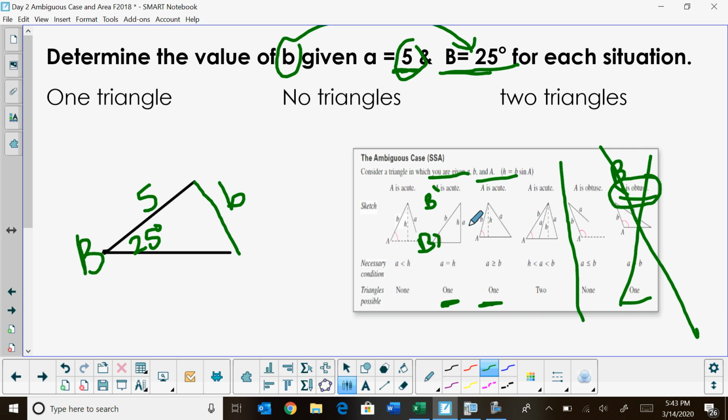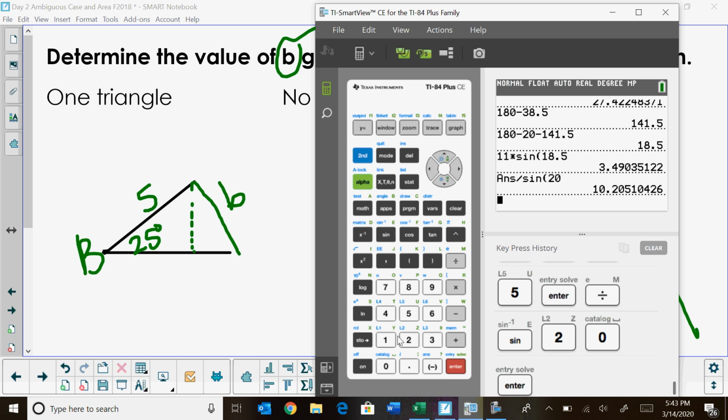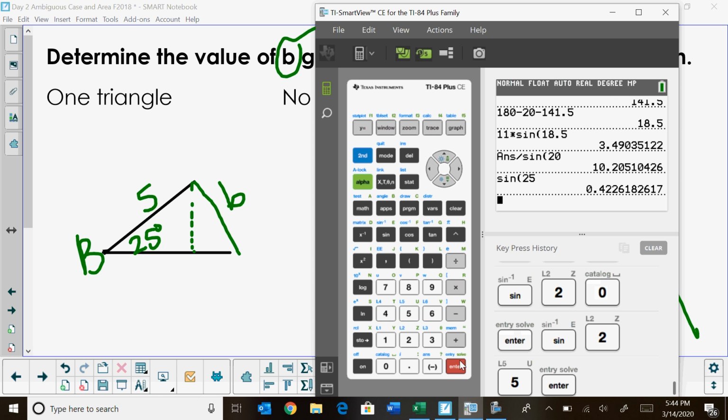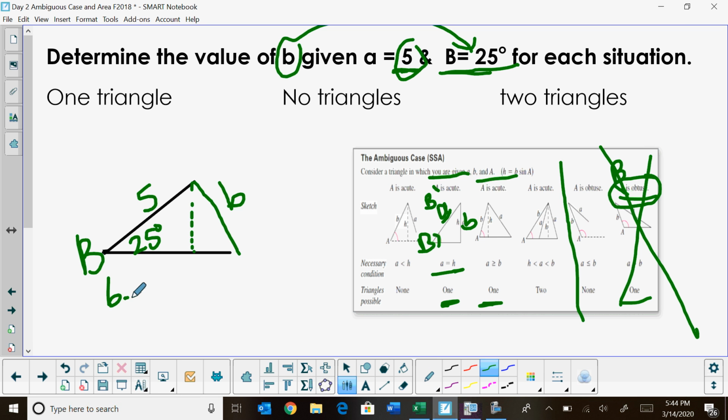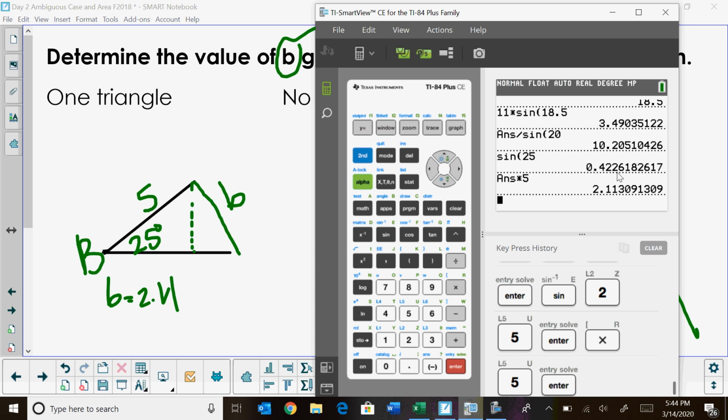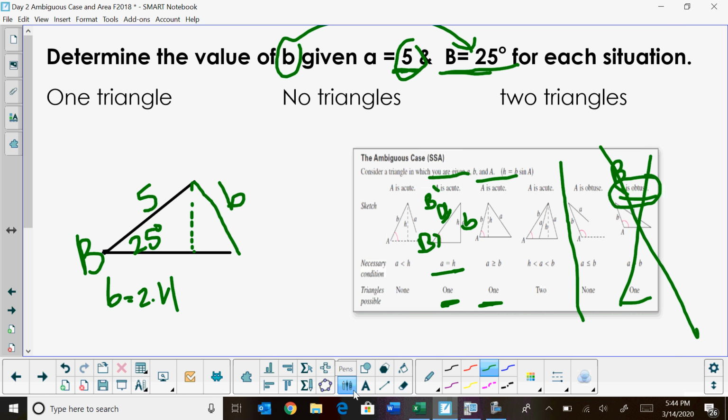If B is the acute angle, what would the opposite side have to be? Well, for it to be one triangle, it could be the same as the height. So what would the height be? Well, let's grab our calculator, and we know to find the height, we take sine of the angle, and we take it times the adjacent side, 5. That's just using sine. So B could be equal to 2.11, which is just the height of the triangle. So that's the scenario where one triangle is possible.